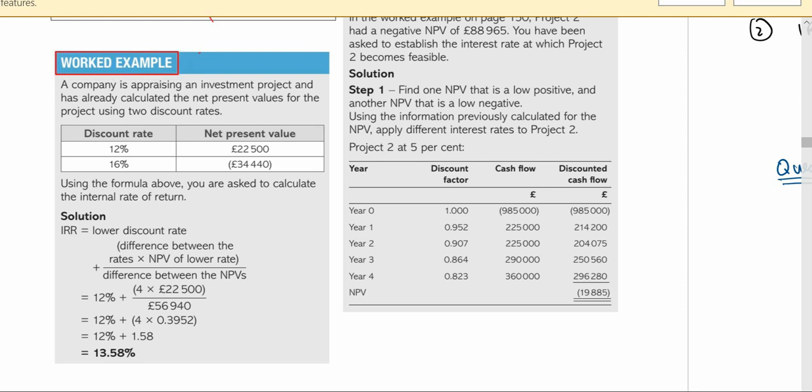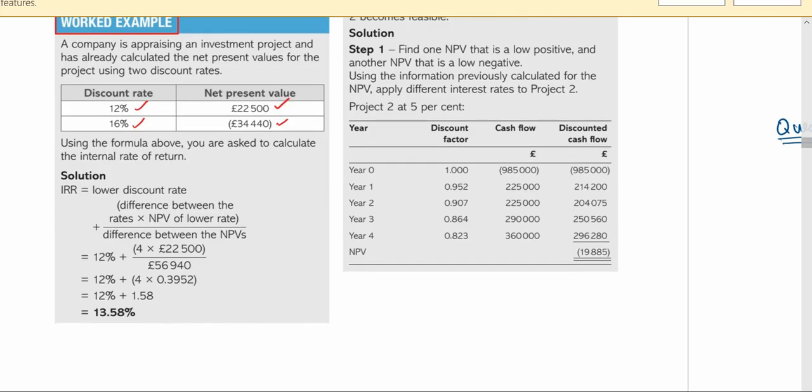At 12%, net present value is 22,500. At 16%, net present value is negative 3,440. The examiner is asking to calculate the IRR, the internal rate of return. So how can we calculate this? It's very simple to calculate.